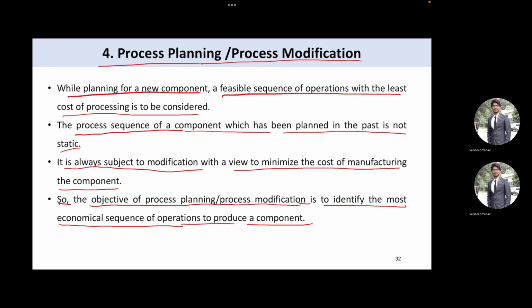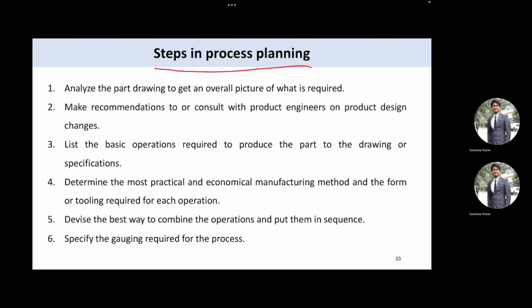So there will be some steps involved in the process. These steps in process planning are as below. First, analyze the part drawing to get an overall picture of what is required. Second, make recommendations to or consult the project engineer on product design changes. Third, list the basic operations required to process the part to the drawing or specification.